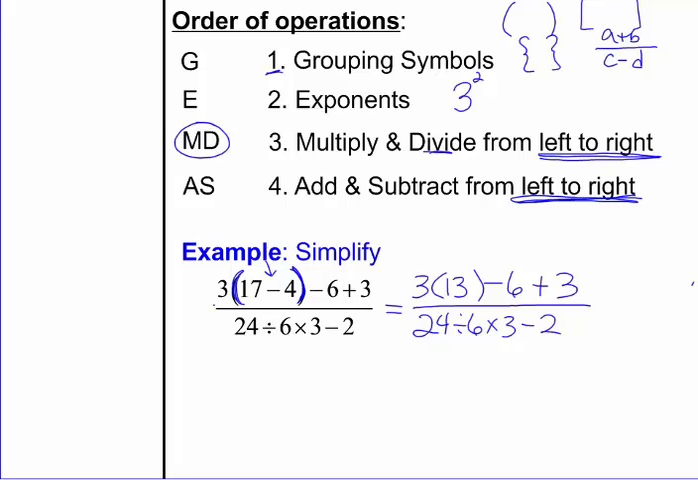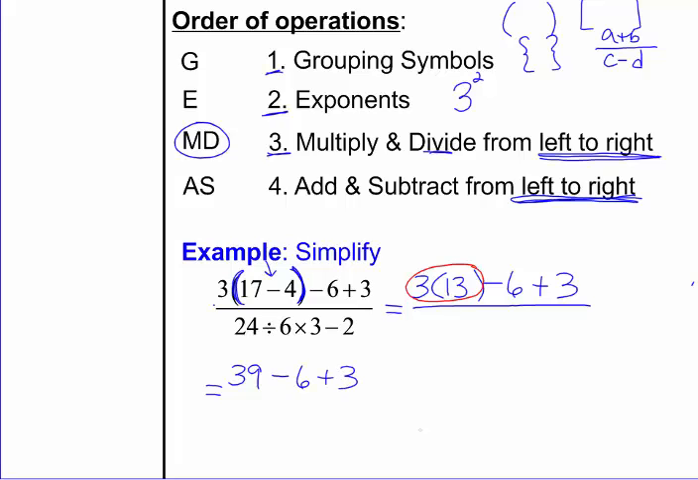So after the grouping symbols, next comes exponents. I would look through the top to see if there's any exponents. There aren't any. I would look through the bottom to see if there are any exponents, and there aren't any. So then we go next to multiply and divide. If I look at just the top part, there is only one part that is multiply, the 3 times 13. So we're going to go ahead and do that 3 times 13. So 39 minus 6 plus 3. Everything else gets copied down exactly the way it is.